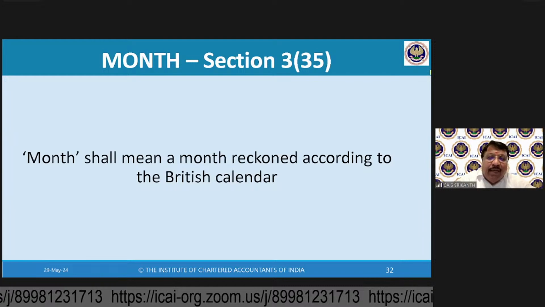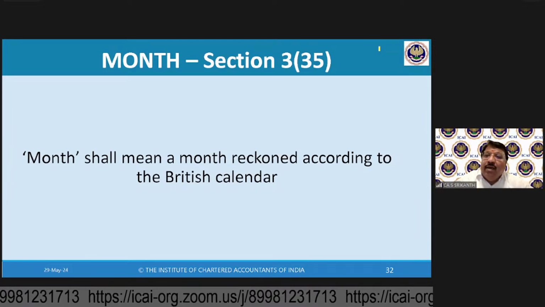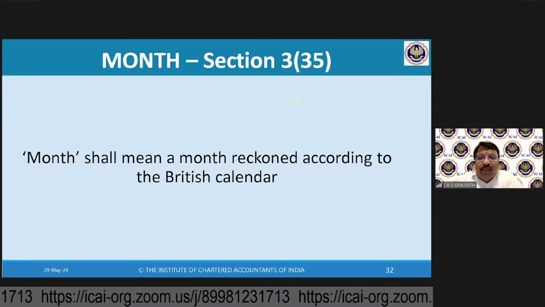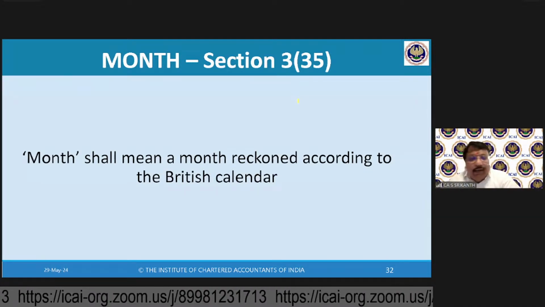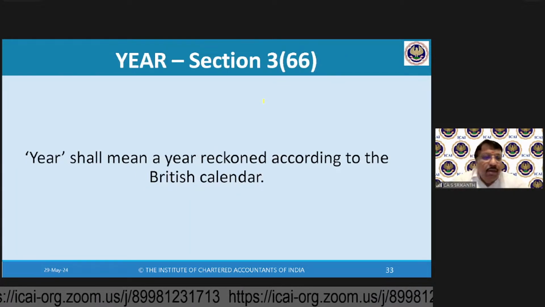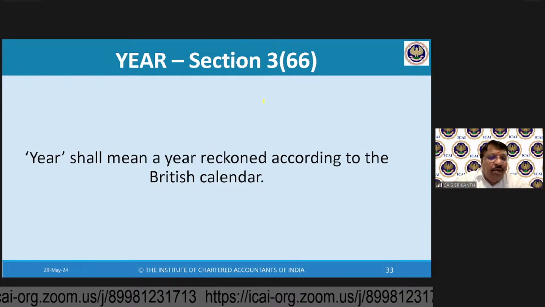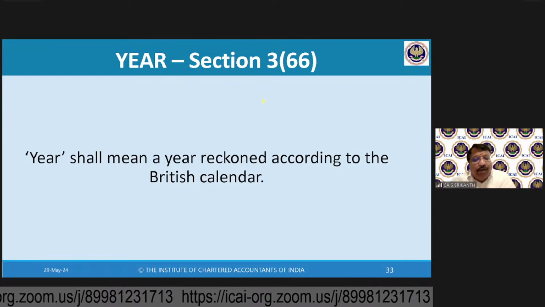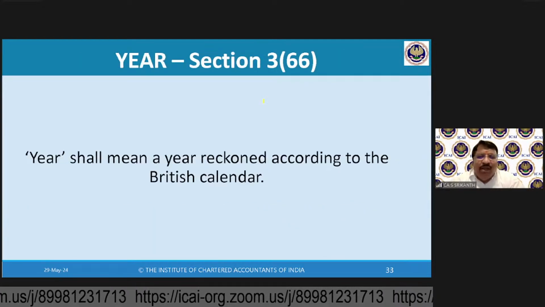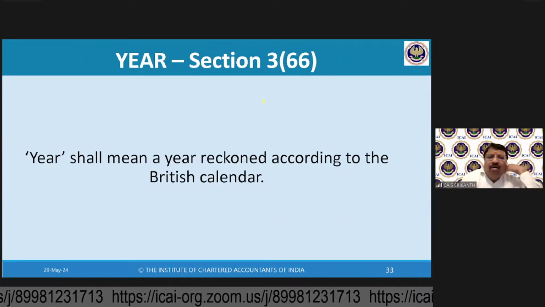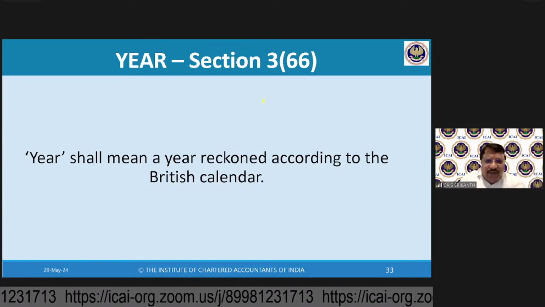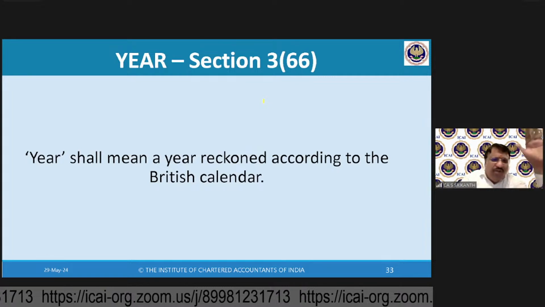Month shall mean a month reckoned according to the British calendar. The British calendar is nothing but the Gregorian calendar, right? Year shall mean a year reckoned according to the British calendar, beginning on the 1st of January and ending on the 31st of December. So this is more for your information. Please don't have that worry or concern. Whenever you're reading a law or anything, just see what it says. Is it saying year without any prefix? Then it is calendar year. If some prefix is there, then go for the definition given.